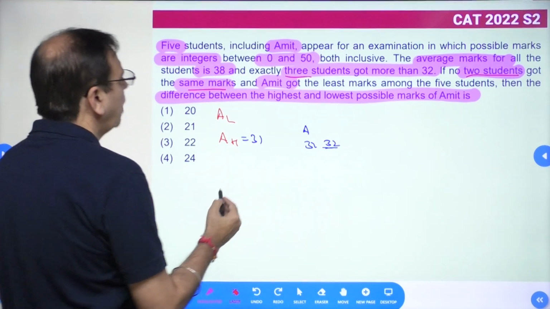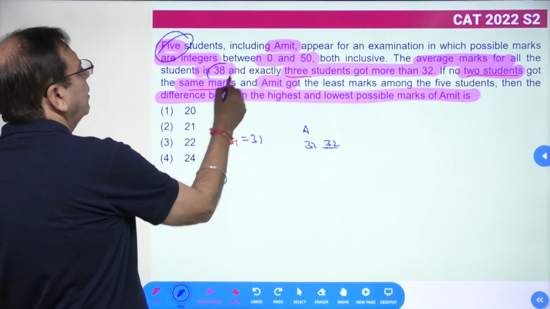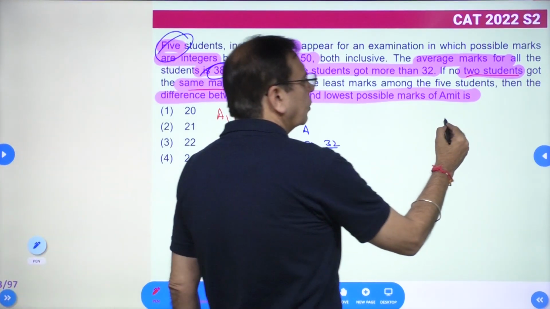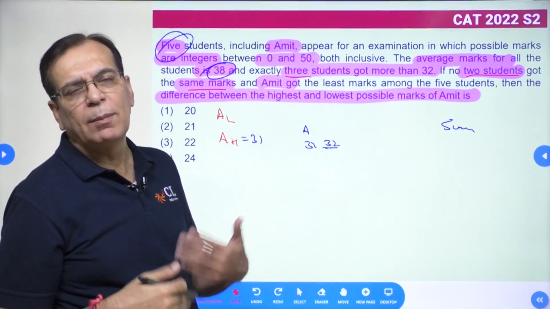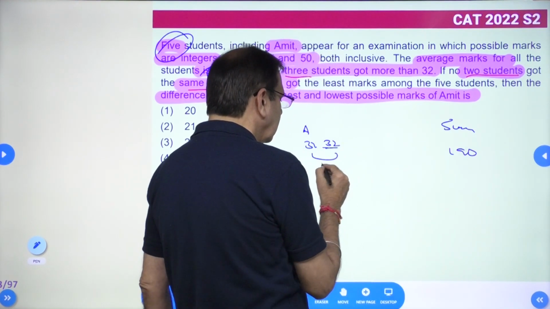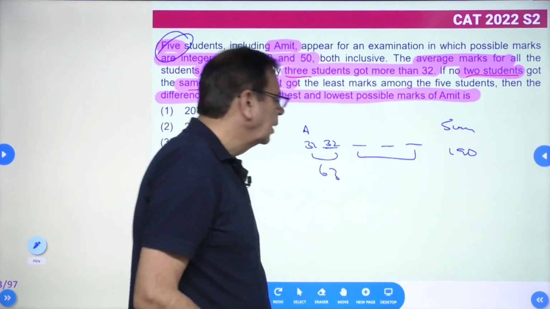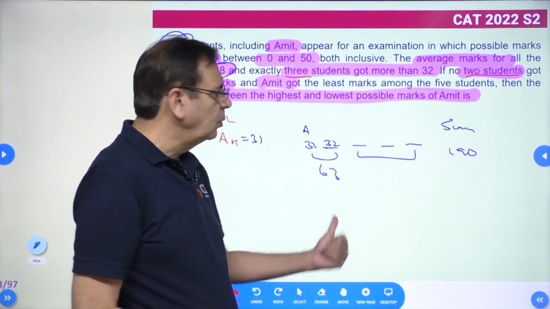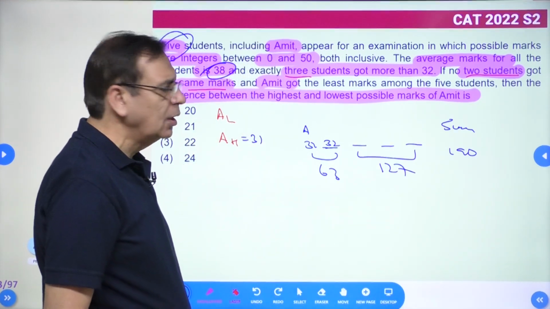These are 5 students and the average marks for all 5 is 38. So what is the sum? The sum will be 5 into 38. 38 into 5 is 40 into 5 minus 2 into 5, so 190. So what is this? 63. What should be the sum of the marks of the other 3? 190 minus 63 is 127.